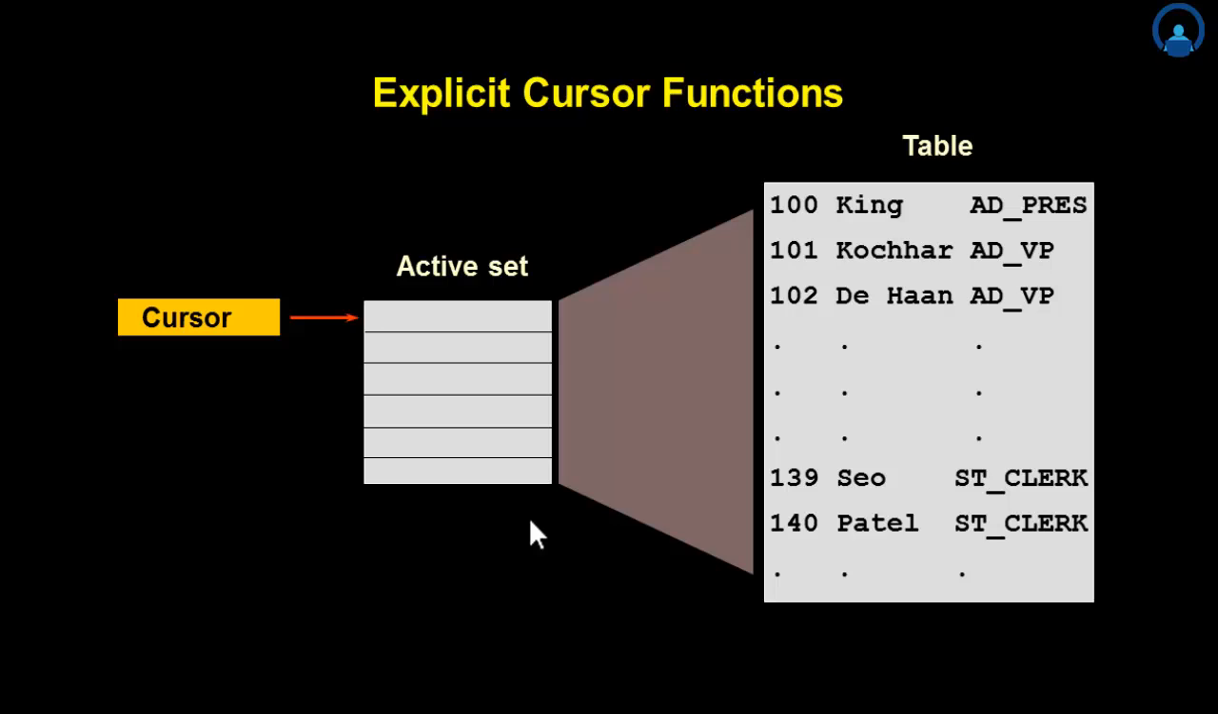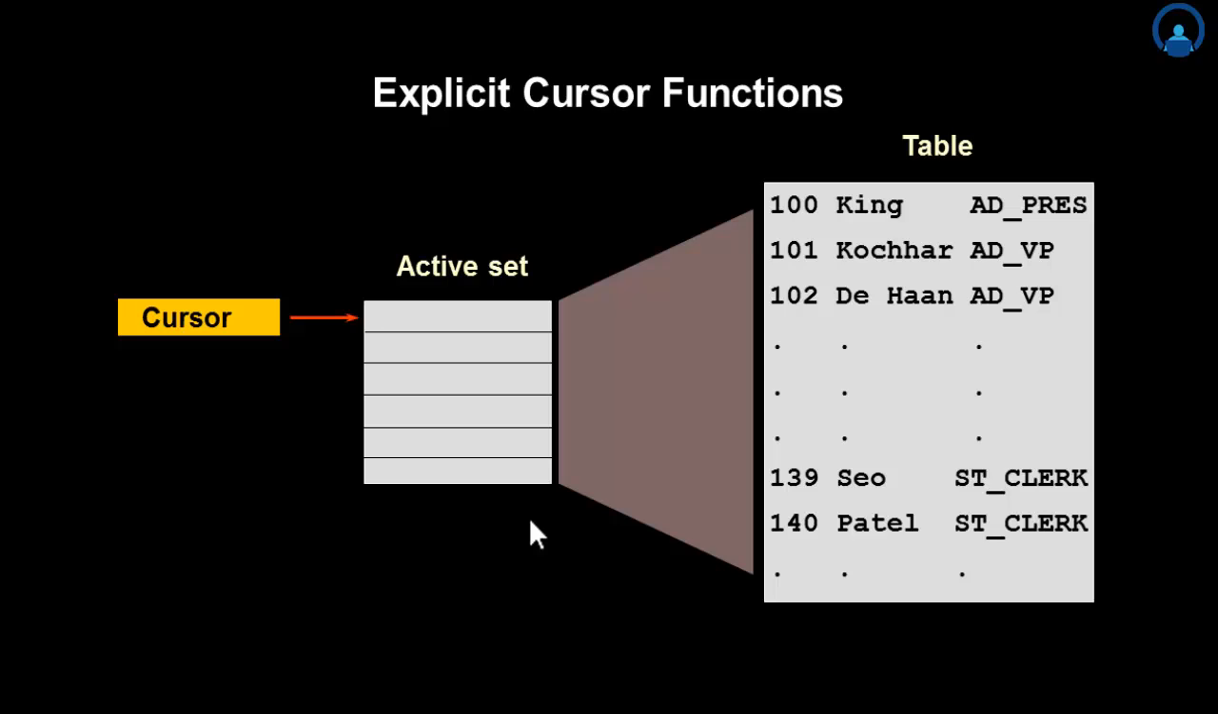Use explicit cursors to individually process each row returned by a multiple row select statement. The set of rows returned by a multiple row query is called the active set. Its size is the number of rows that meet your search criteria. The diagram on the slide shows how an explicit cursor points to the current row in the active set. This allows your program to process the rows one at a time.